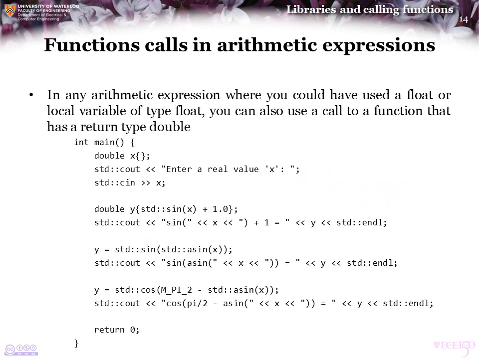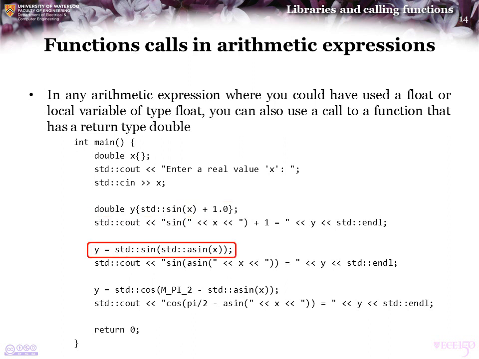Now, in the previous example, we just called the functions and printed the results to the screen. However, in any arithmetic expression where you could have used a float or a local variable of type float, you can also use a call to a function that has a return type double. So, for example, in this first statement here, we declare y to be a local variable of type double, and we initialize it with a value of sine of x plus 1 for whatever value of x the user entered.